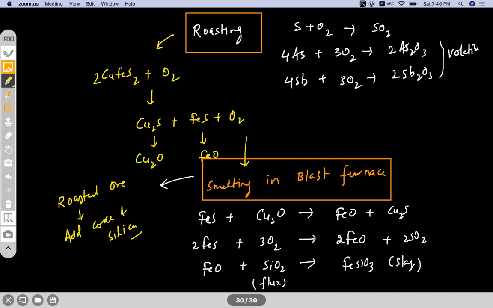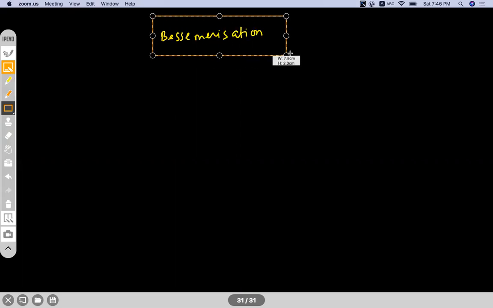The second last step is bessemerization. Bessemerization is done in Bessemer converter. Again, the name of the device, machine, right? Bessemer converter. What we'll do in this? We'll add silica.